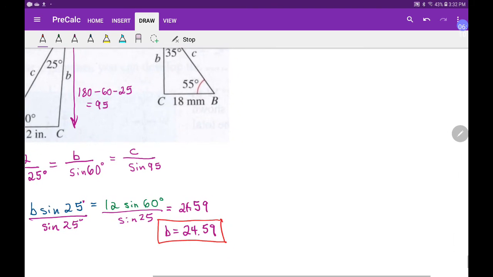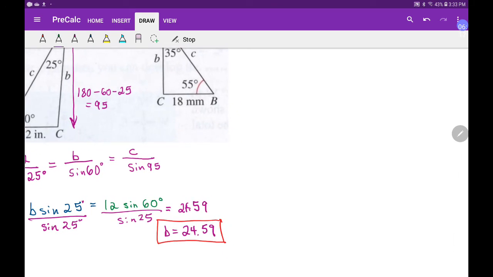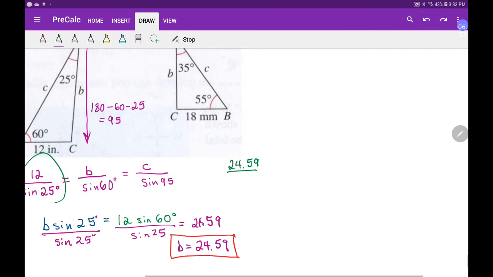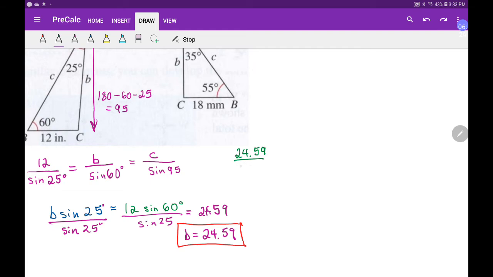And what's left for me to find? Well, I'd still like to know C. So now that I know B, I can write 24.59. Do I really need to use B? No, I could go over here and use A. Maybe that'd be easier, but I know B now, so I want to use it. So let's use it. B over the sine of 60 is equal to C over the sine of 95. Okay, and I'll do the same thing. I'll say 24.59 times the sine of 95 is equal to C times the sine of 60.